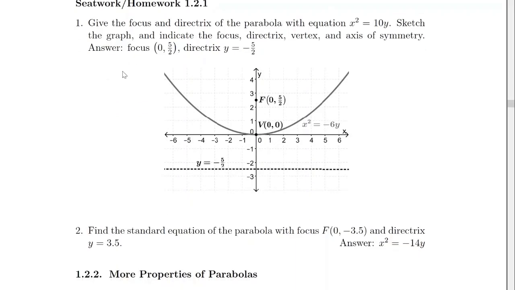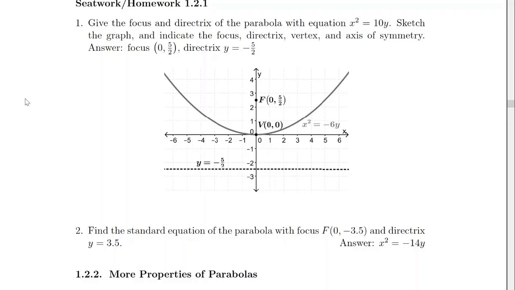Okay, so let's try the seat work. 1.2.1. Give the focus and directrix of the parabola with equation x squared equal to 10y. Sketch the graph and indicate the focus, directrix, vertex, and axis of symmetry. So we have the answer here. Focus is at (0, 5/2), and directrix y equal to negative 5/2. So without looking at this one, let's make another one.